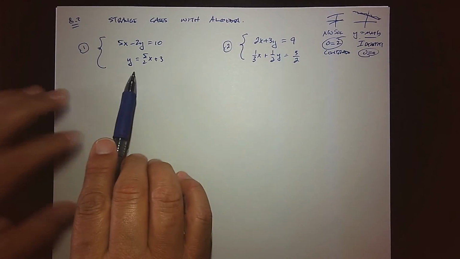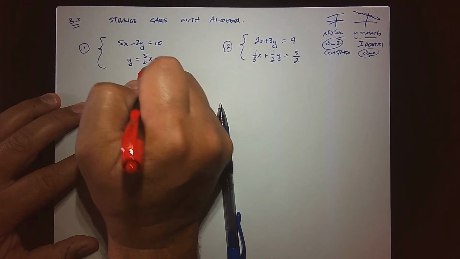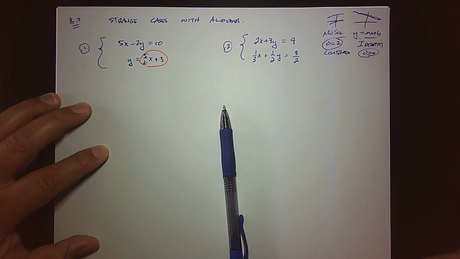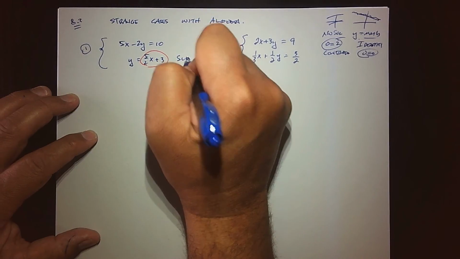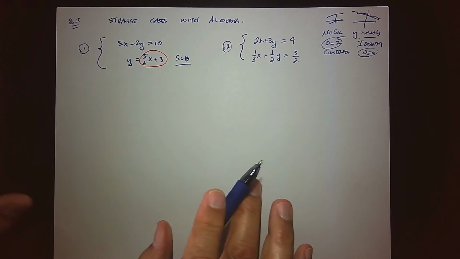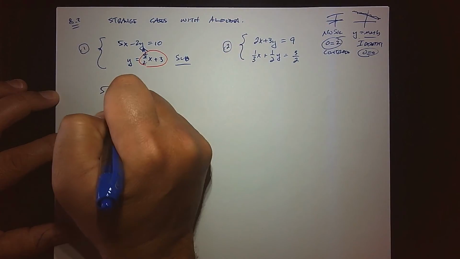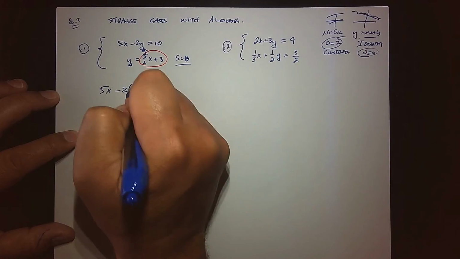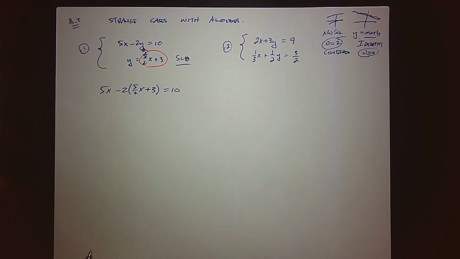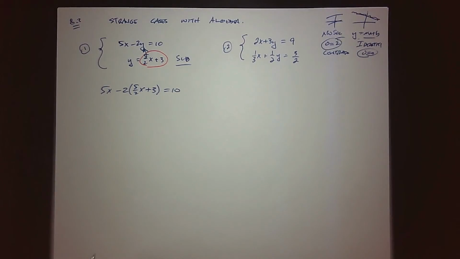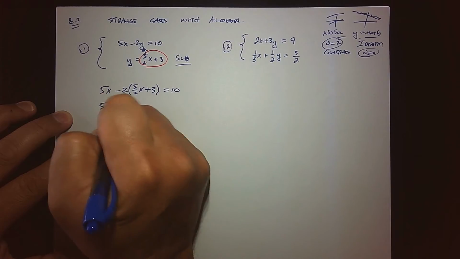So the first one, here's my system, and I notice that I already have y solved for. So substitution is probably the best way to do this because it's already ready for substitution. So all I've got to do is come up here and substitute what I know y to be into the other equation. So there I am, substituting 5/2 x plus 3 into the other one. Solving for x, I'll begin by distributing.